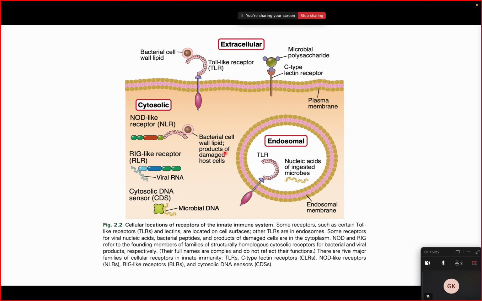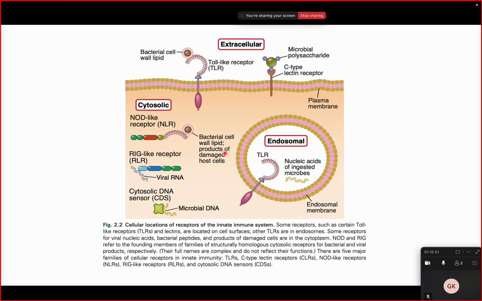Then we discussed the innate immune receptors. In innate immunity, whatever cells are involved, these cells have receptors. And what are those receptors? Those receptors are called TLRs or PRRs in general. TLR is one of the major classes of PRR, pattern recognition receptors. So PRRs are of different types.